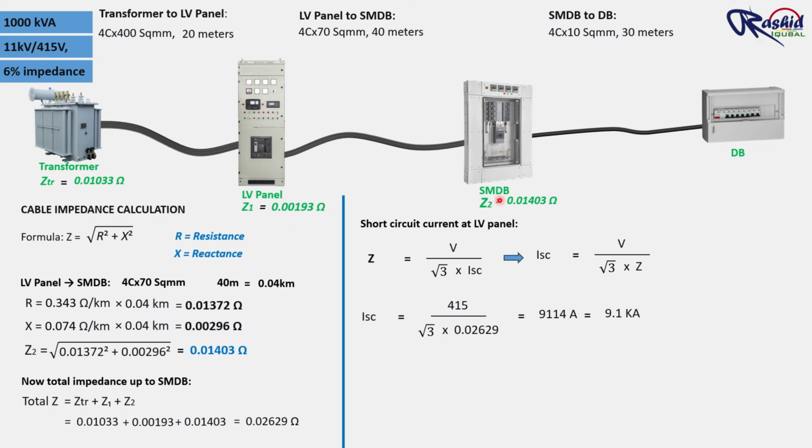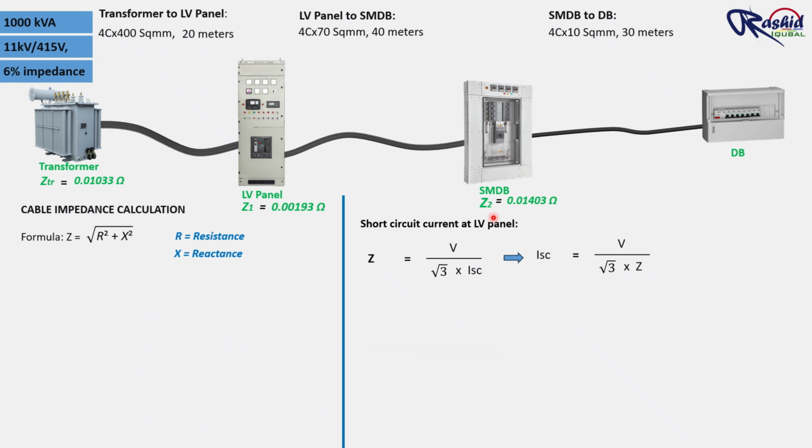So at the SMDB, a breaker with short circuit current rating, at least it should be 10 kilo ampere. But in practice, engineers normally select a 15 kilo ampere MCCB to maintain safe margin. So here I selected 15 kilo ampere MCCB.